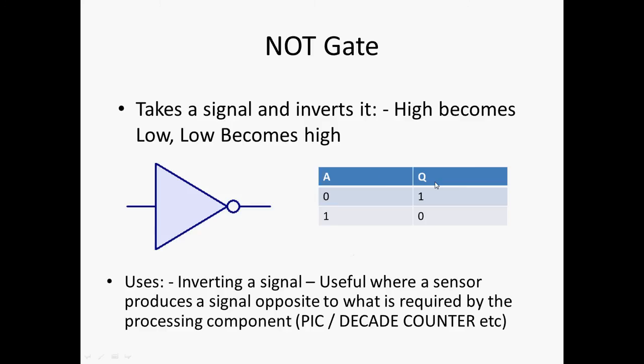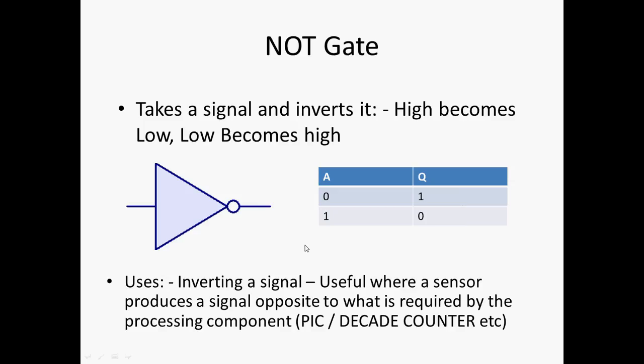Anytime you see this kind of grid, this is what's called a truth table. On this diagram, A is the input on the left, Q is the output on the right, and all that's saying is if we put a 0 in at A, in a NOT gate we'll get a 1 or an on out the other side. If we put a 1 in on the left, we'll get a 0 coming out the other side.